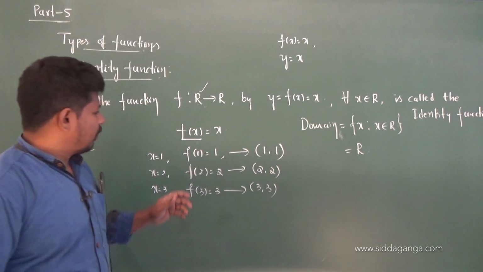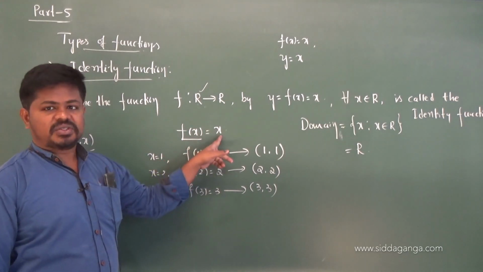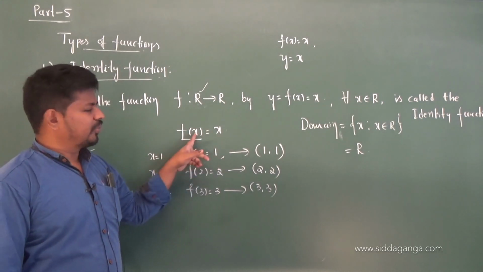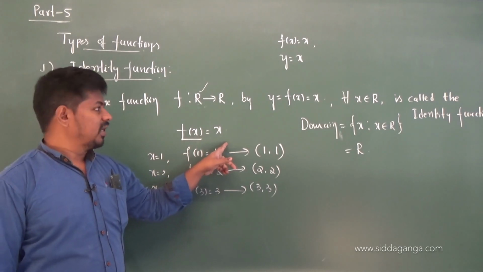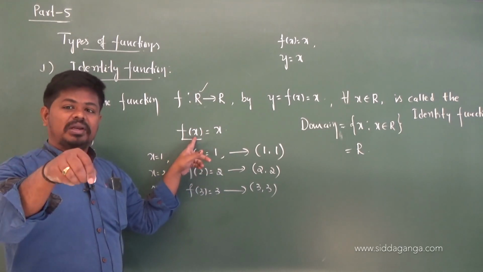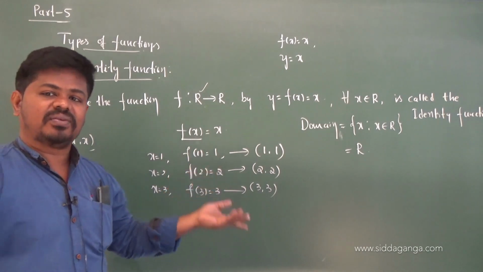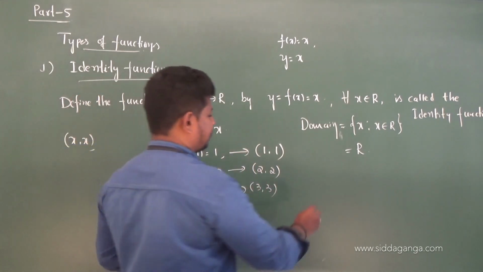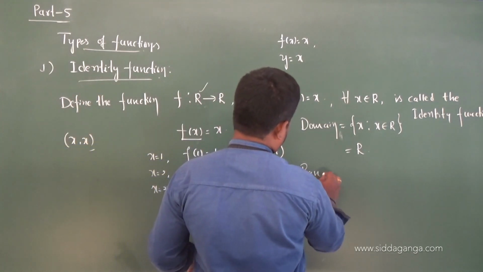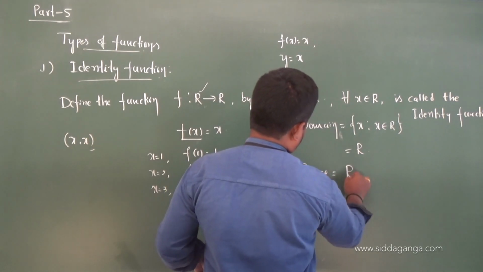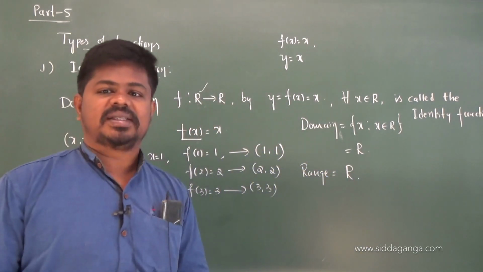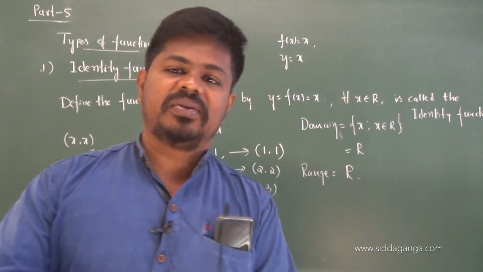And here, whatever the domain you take, you get the same range. Therefore, corresponding to each domain value, you get the same range value. Therefore, the range is also the set of all real numbers, because whatever x you take, corresponding to that you get the y value.